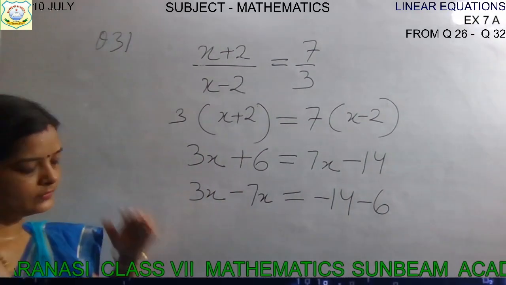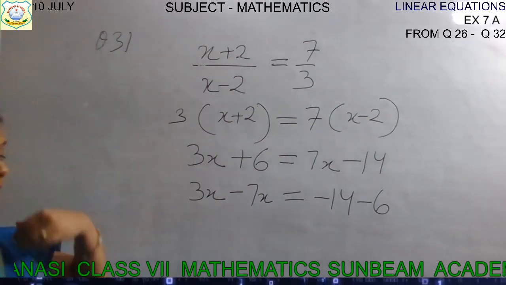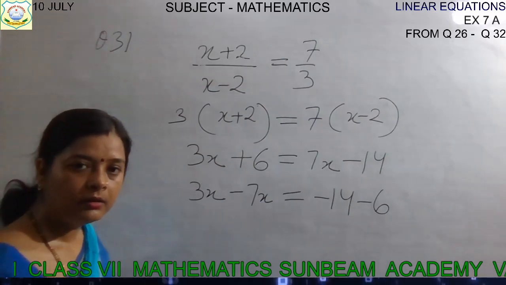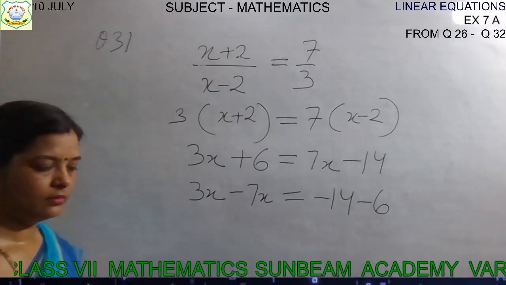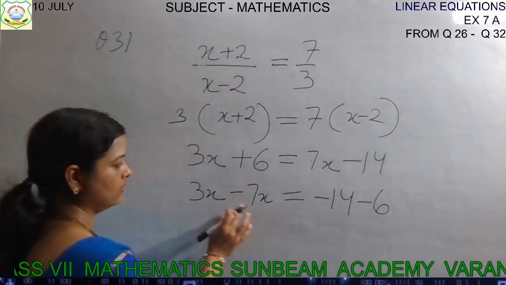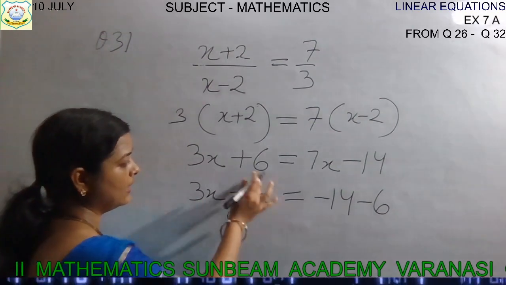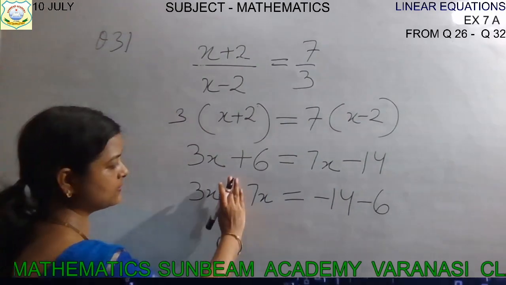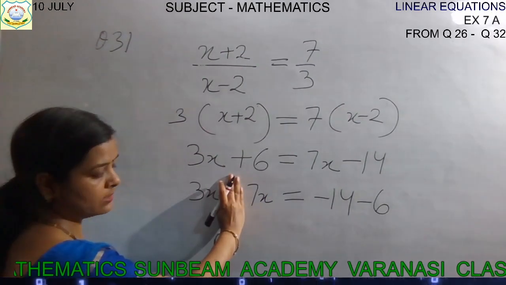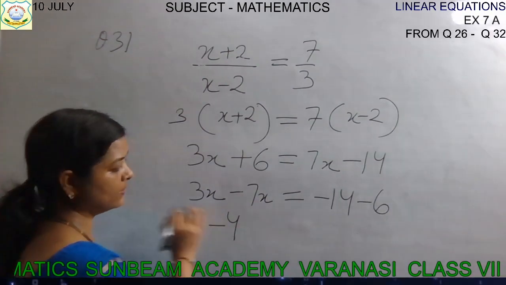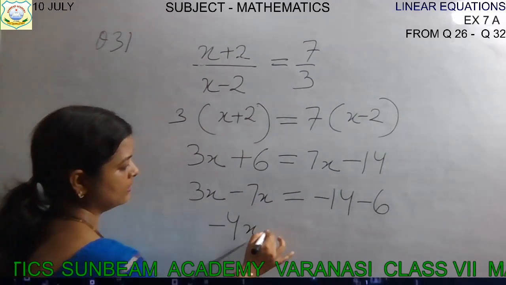Now next step, children, this is positive, this is negative. Tell me what we will do. One is positive and one is negative. We will subtract it. 3 will be subtracted from 7. Answer will be 4. And sign of the bigger number. Which one is bigger? 3 or 7? 7 is bigger, na? And what is its sign? Minus. So minus will come, x. That is equal to.